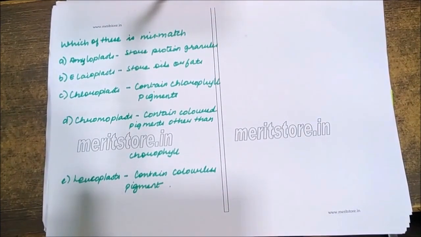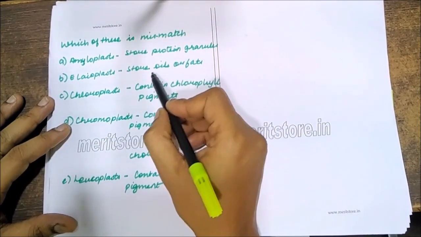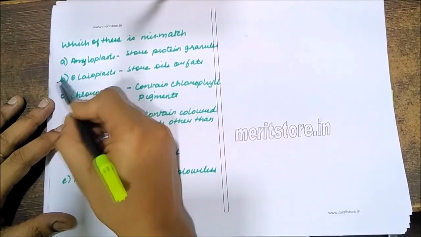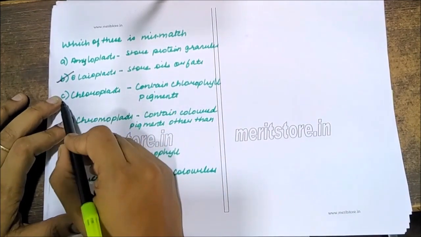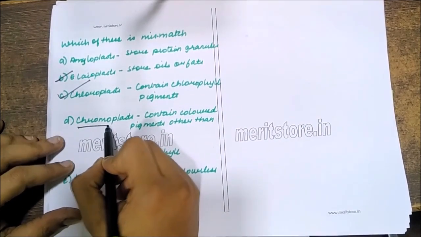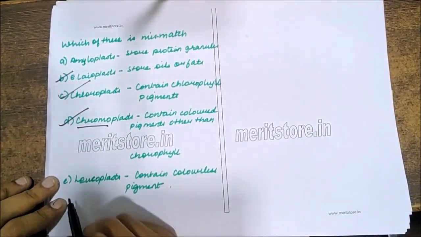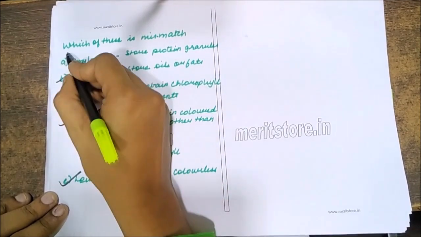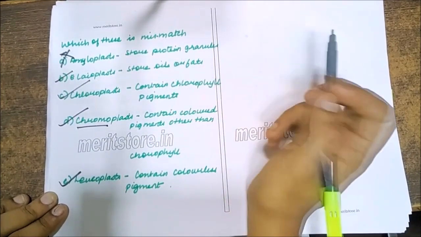The question says, which of these is a mismatch? Now I'm reading out the options. Elioplast, one of its functions is to store oils and fats. So this option is correct. That means the function is correctly given in front of the organelle. Chloroplast contains chlorophyll pigments. This is also correct. The word chromo only means color, so chromoplast contain colored pigments other than chlorophyll. This is also a true statement. Leucoplast contain colorless pigment. True statement. So which of the following options is a mismatch? It is option number A. Amyloplast doesn't store protein granules.